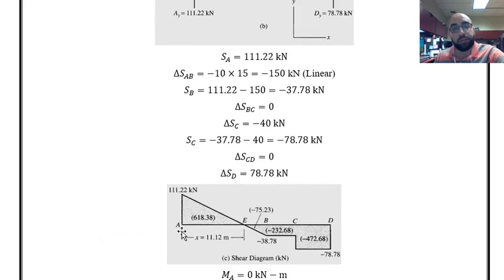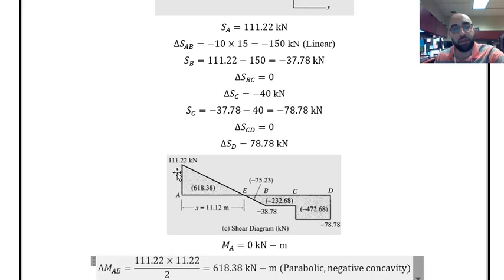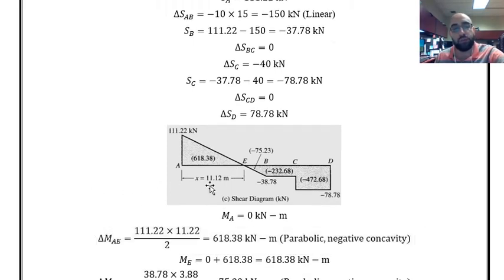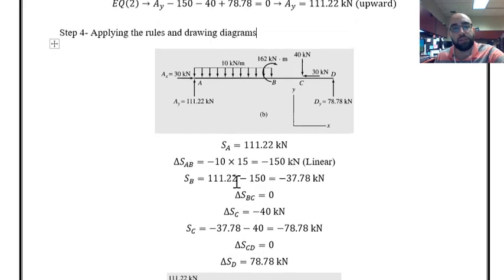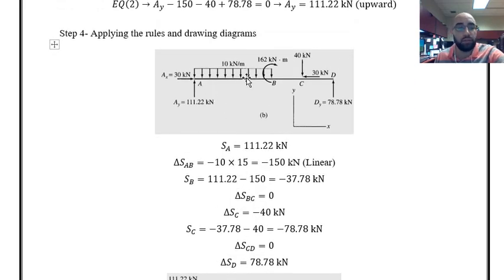From point A to point E, we have positive shear, and it means that the area under this diagram is going to be the change in the bending moment, and since it is changing linearly, the bending moment is going to change in a parabolic shape. The change from point A to point E is equal to the area under the shear diagram. I found this area, and that is 618.38 kilonewton meter.